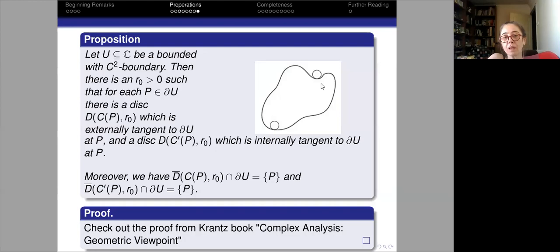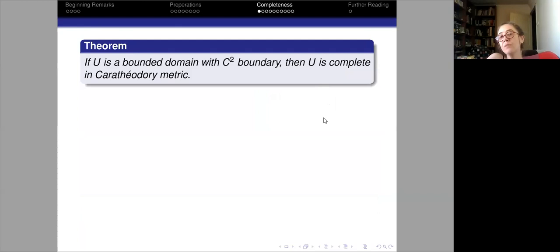So let us take a 5 minute break before showing that if you take a bounded domain with C2 boundary, then it is complete with respect to the curvature metric.